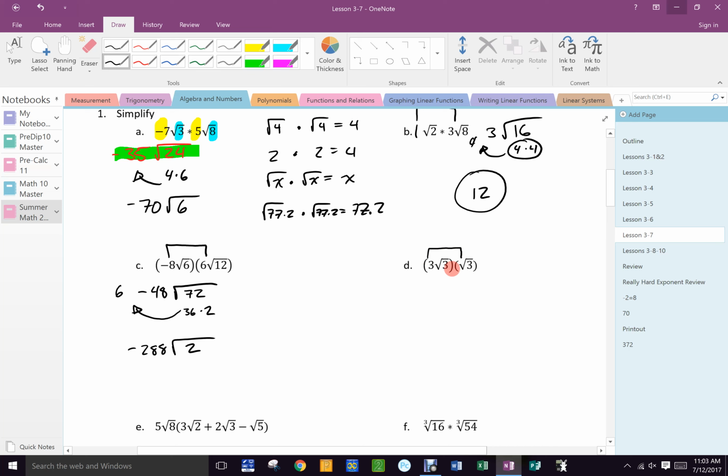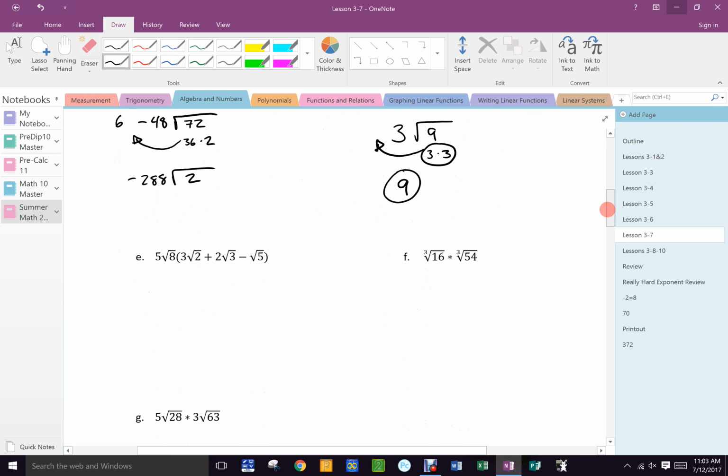Coefficients with coefficients. What's the coefficient that we don't write? 1. 3 times 1 is 3. What's 3 times 3? 9. What's the square root of 9? 3 times 3, so that 3 comes out here. What's my answer? 9. Did I leave anything under there? No. So the answer is 9. Is everybody good? Okay. Look at the next one.